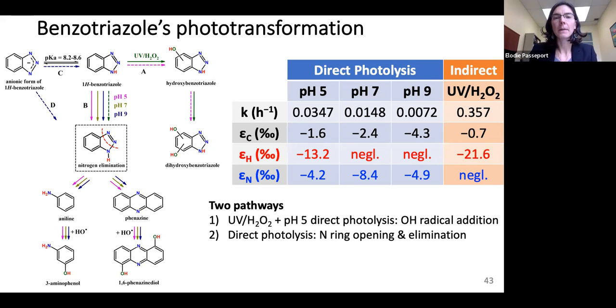All right, so this looks a bit full, but I've added here what we think are our main reaction pathway. And so we use the kinetics data, we use the carbon, hydrogen, and nitrogen isotope data, and some transformation product analysis to understand what the reaction pathway could be.